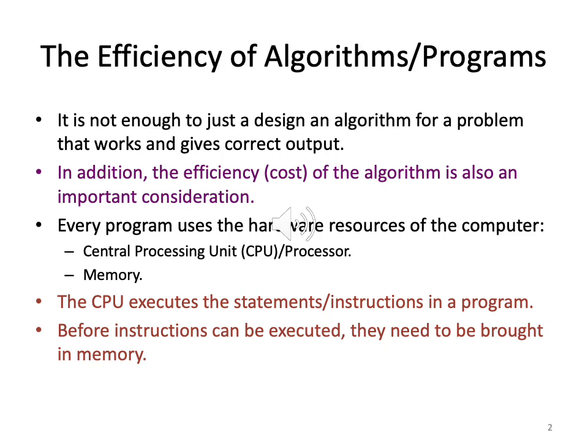Of course, it should handle all the different kinds of cases and error conditions, right? So giving correct output is of course one desirable aspect. In addition, the efficiency or cost of the algorithm is also an important consideration. So besides the correctness, the cost is also important. Okay. So why exactly is the cost important?